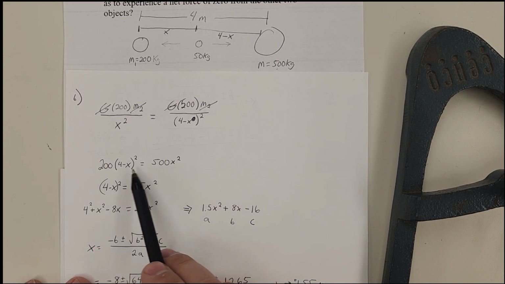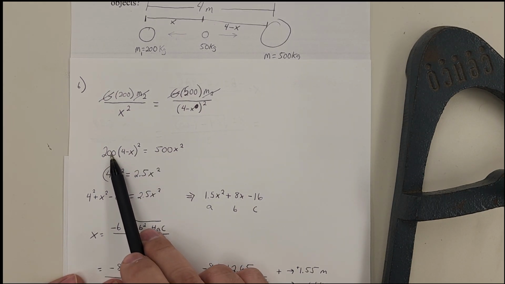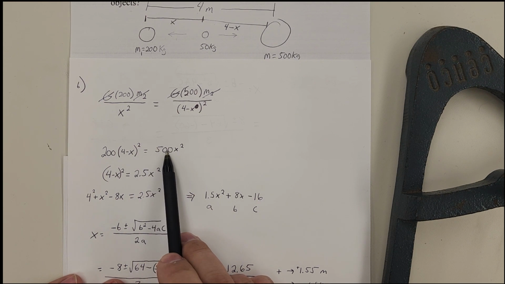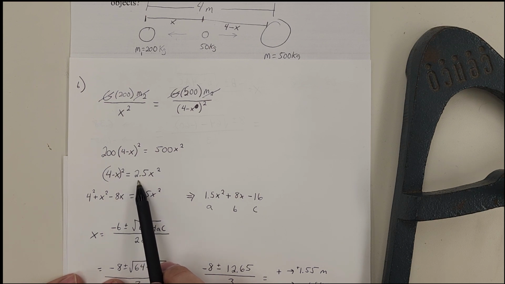Okay, so now we're at this. So I'm going to simplify a little bit further. I'm going to divide both sides by 200, and that'll bring me down to this. So I have (4 minus x) squared, and 500 divided by 200 is 2.5 x squared.